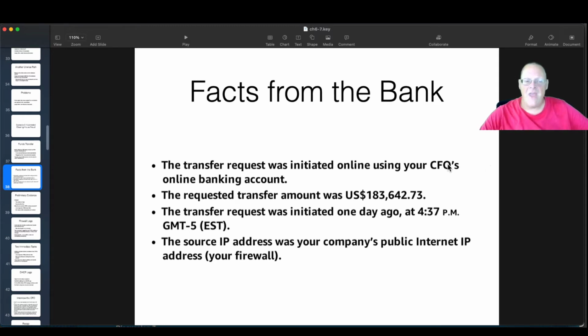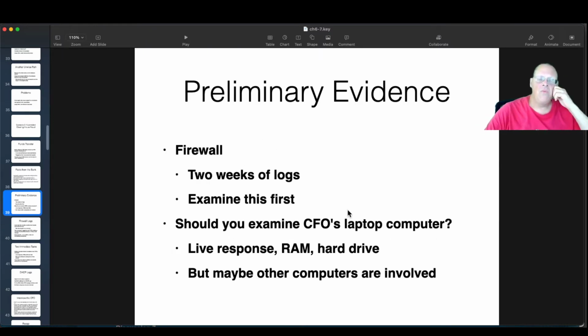So it was done from that person's bank account, and you know the time and the day it happened, so that's good. Now you can look at IP addresses. The IP address was your public IP address. So somebody sent the traffic from your network to the bank using his account. All right. The firewall, you look there. That's one good thing to look at, obviously, see if you can find anything interesting. You could copy all the data from the CFO's laptop computer at this point, but you don't really know it was his computer. Again, there could be other computers involved, so it's probably not time to jump to that yet.